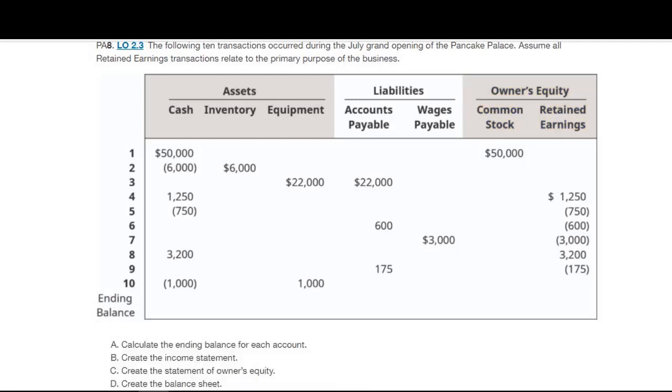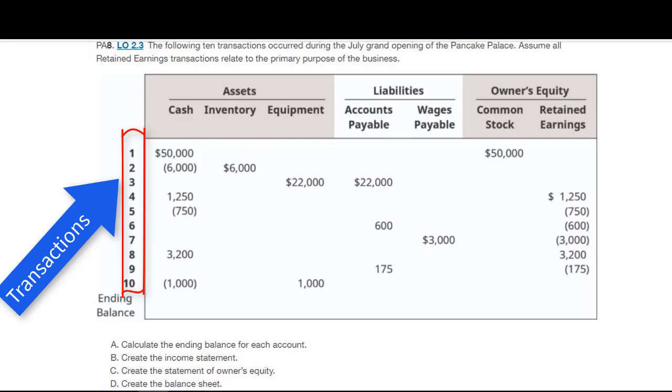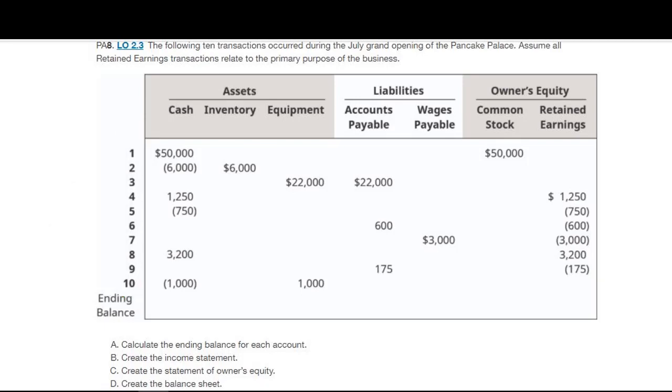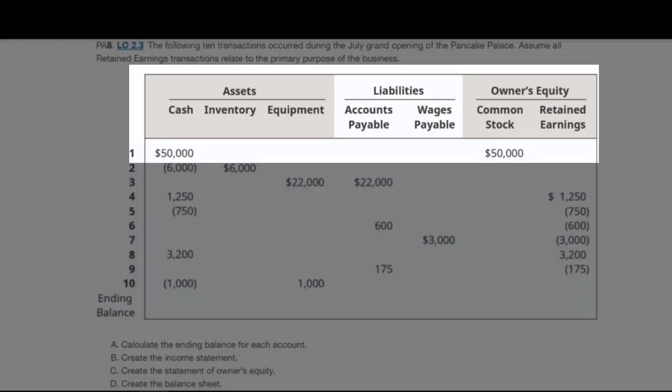Now, if you look at PA8, you might be thinking, okay, Mike, so I see 10 rows. That means that 10 transactions occurred. How do these numbers actually work? Well, let's look at row 1. What happened in row 1 is that an investor gave the company $50,000 to buy a piece of the company.